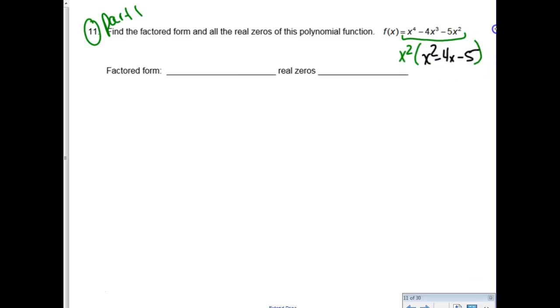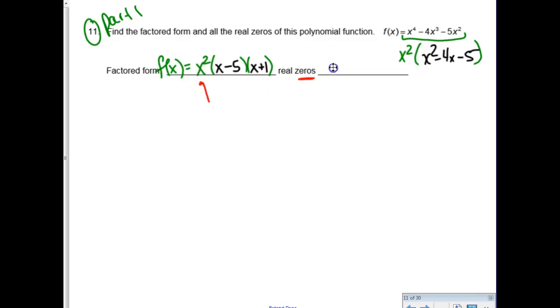Now you're not done factoring because that trinomial I wrote in black factors again. So f of x is the name of this, but x squared was out in front. And then if you continue factoring x squared minus 4x minus 5, that would factor into x minus 5 times x plus 1. So that's your complete factorization, and then it says find the real zeros, which means you're going to solve each of these factors.